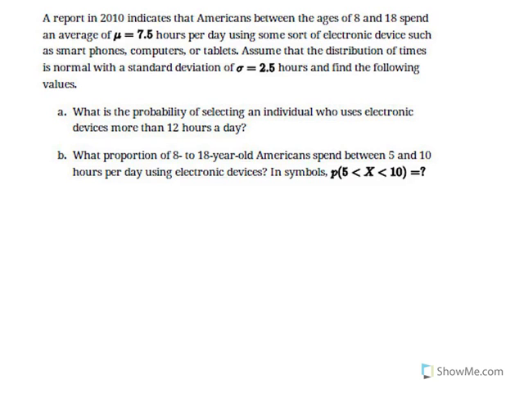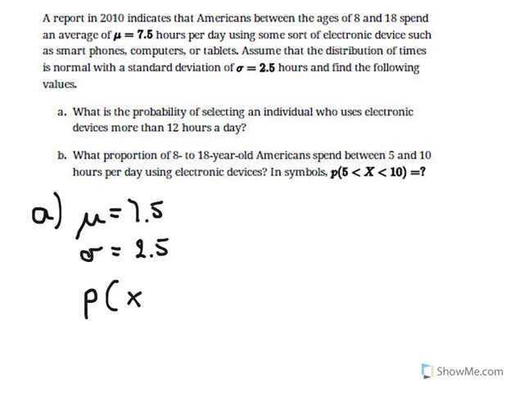For this question, we want to know what the probability is of selecting an individual who uses electronic devices more than 12 hours a day. Again, start by writing down what we know. We know that the mean hours is 7.5 and that the standard deviation is 2.5. This is very similar to what we've been doing before. We're looking for the probability of selecting an individual who uses devices more than 12 hours a day.